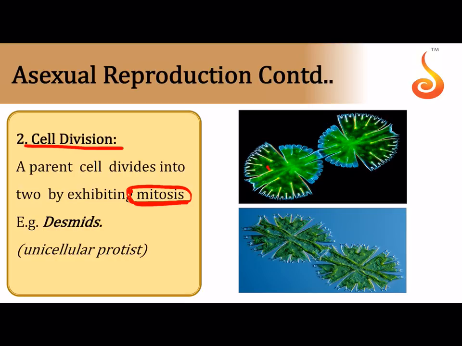So these green unicellular structures that you can see in the picture are desmids, and they belong to kingdom Protista. They are called specifically golden algae. I think you must have learnt in your first year, chrysophyta, isn't it? So in desmids, the mode of asexual reproduction is by cell division.